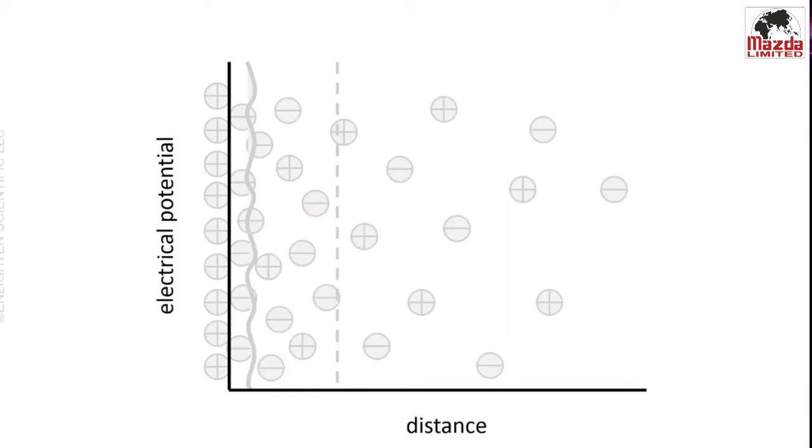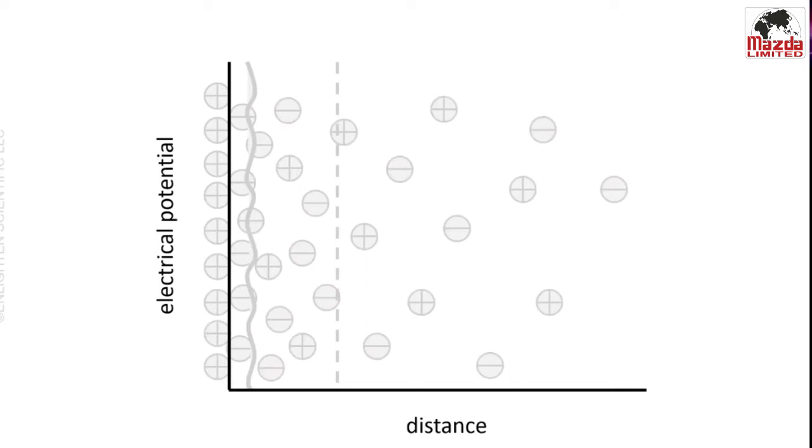So the electrical potential is a measure of how much energy it takes to move a single point charge to the particle from infinitely far away. It's an indicator of the repulsion that's going to exist between particles as a function of their separation. So that's the connection between charge and potential.